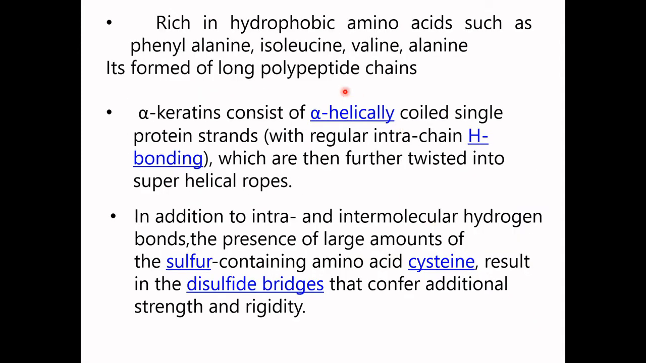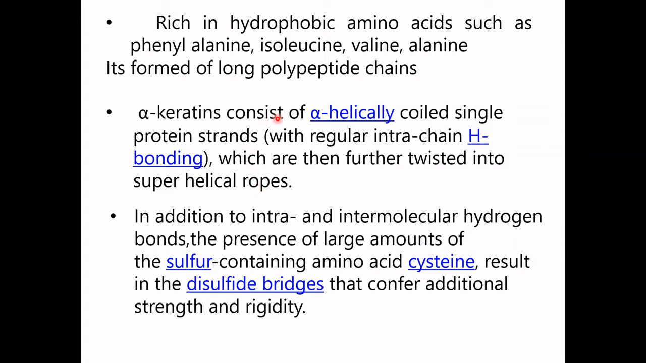And why are they insoluble in water? Because they are rich in hydrophobic, water-hating amino acids such as phenylalanine, isoleucine, valine, alanine, etc. Okay. Alpha keratin consists of alpha helically coiled single protein strands, which are then further twisted into superhelical ropes.